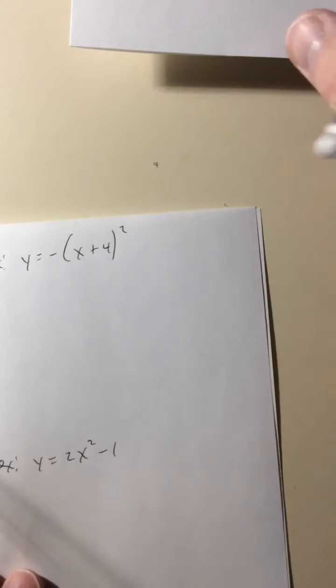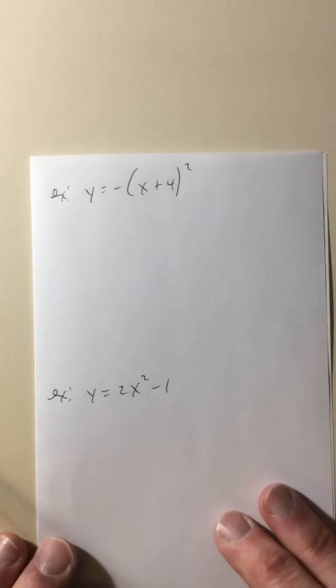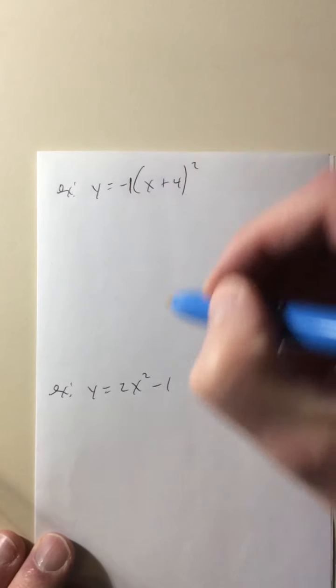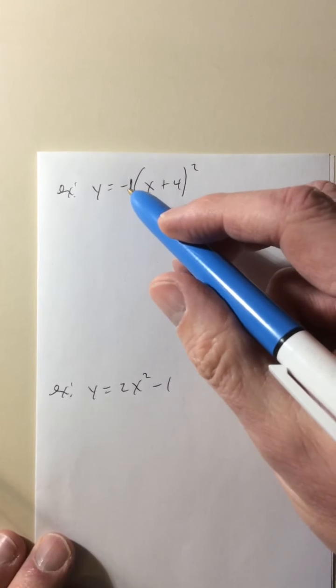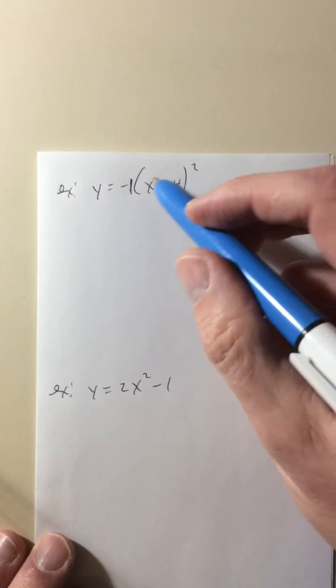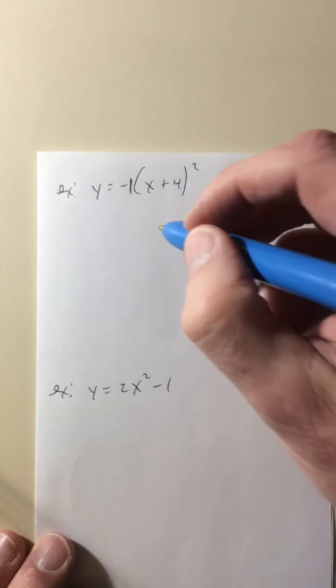Okay, just a few more. Okay, 5 more, but they all go quick. So we can see here that the number in front of the parentheses is -1, so that means we're going to go over 1 and down 1. And here it says x plus 4, and it's on the inside. That means we're going to go left 4.